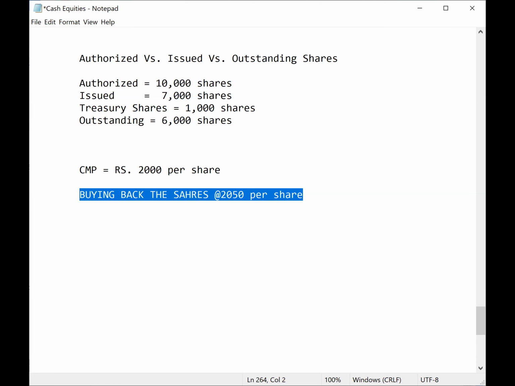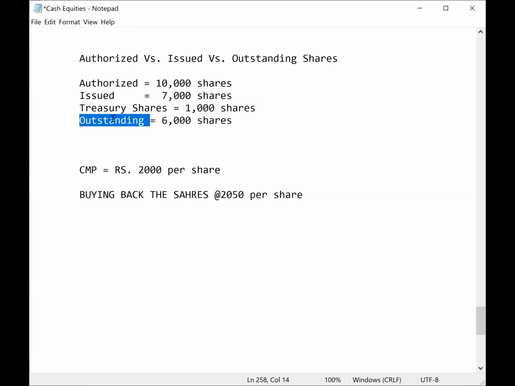So what is an outstanding share? Outstanding shares are the shares which are still outstanding in the market. Let's say they issued 7,000 shares, but 1,000 shares were bought back later on. So now only 6,000 shares are outstanding. So it is issued minus treasury shares. Okay, sir.